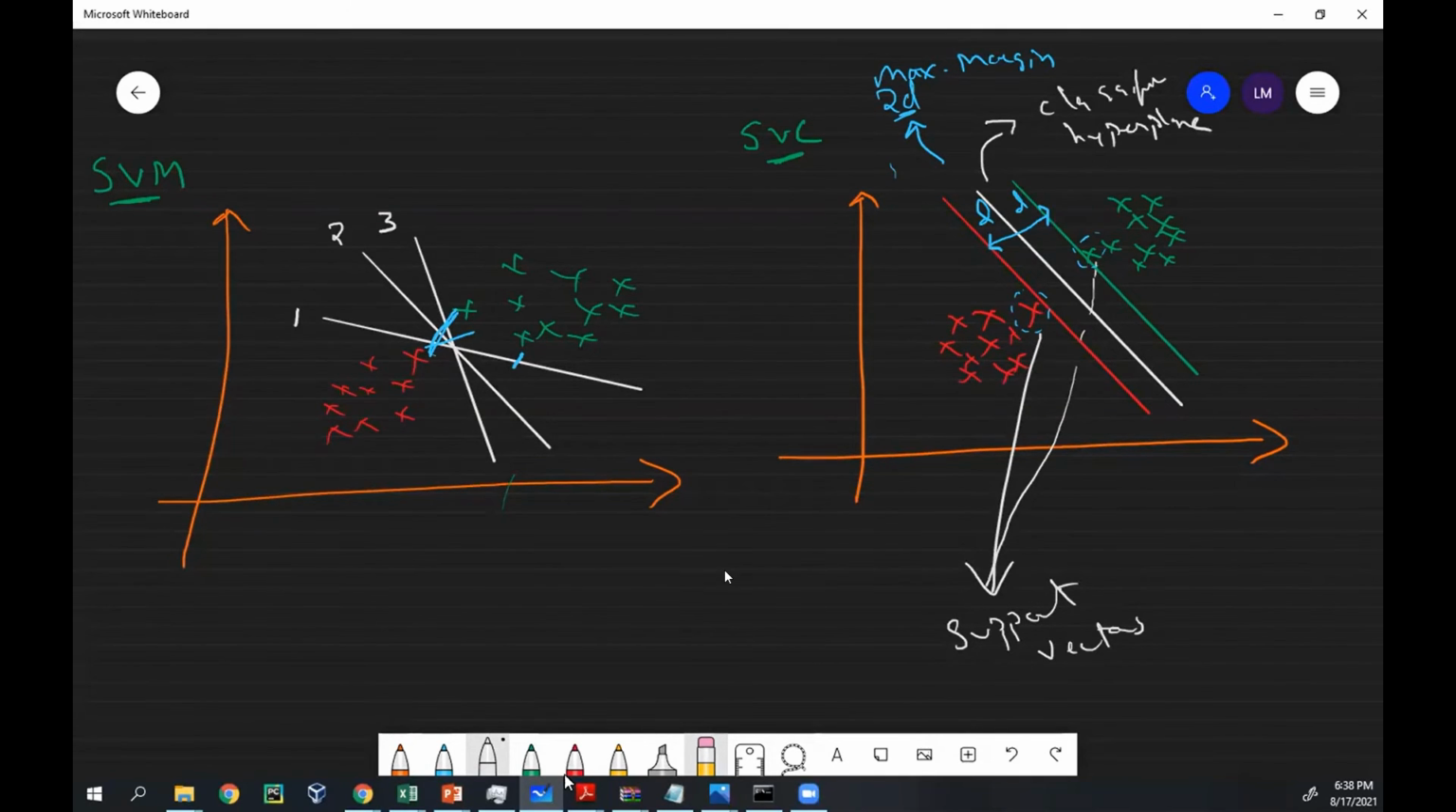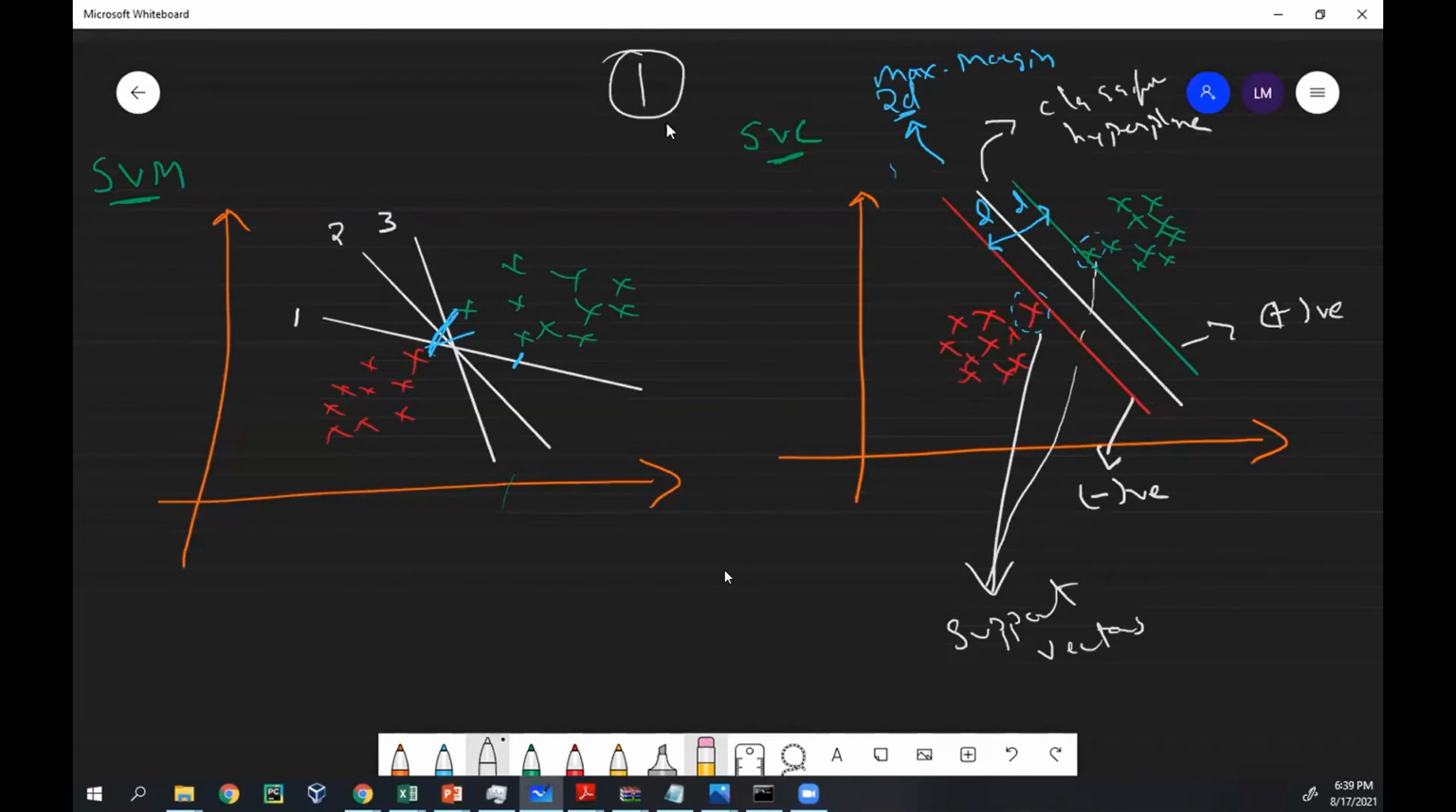Okay, so these are the support vectors, and this one is the positive hyperplane, and this one is the negative hyperplane. This is how your data looks. Positive hyperplane, negative hyperplane, and this one is the classifier, or we also call it the main hyperplane, the maximum margin hyperplane, basically. So this is one of the features of your support vector machines, or support vector classifier.